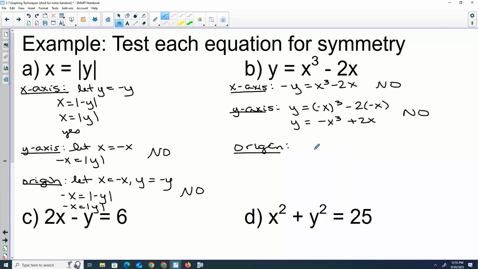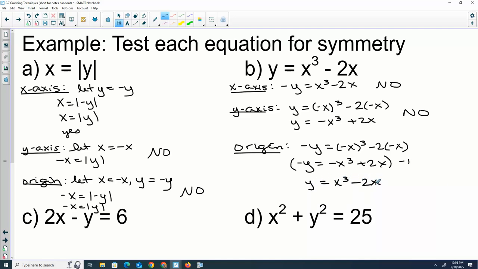For origin, we do both. The y is negative and the x is negative. Negative y equals negative x cubed plus 2x. What could you do right now? Could I either multiply or divide by negative 1 on both sides? So we get y equals x cubed minus 2x. Is that what we started with? Yes. So this graph is symmetric to the origin only.